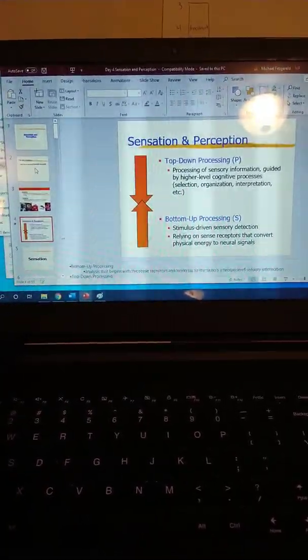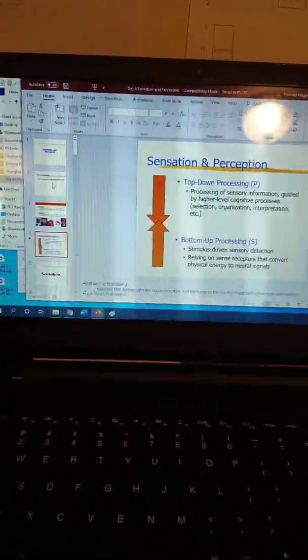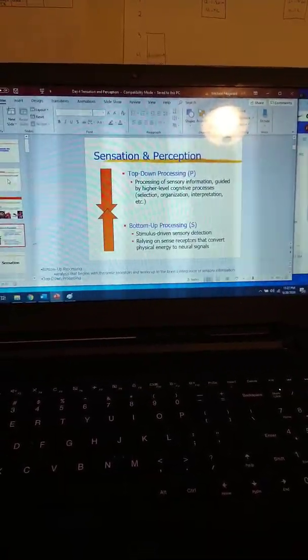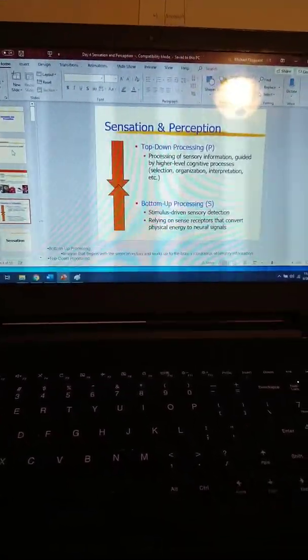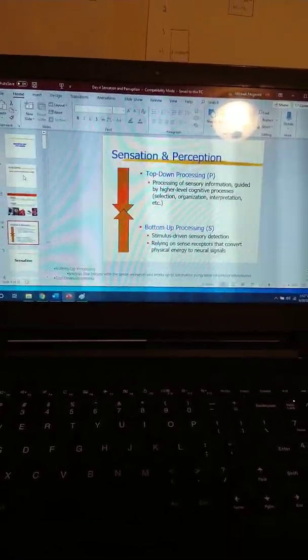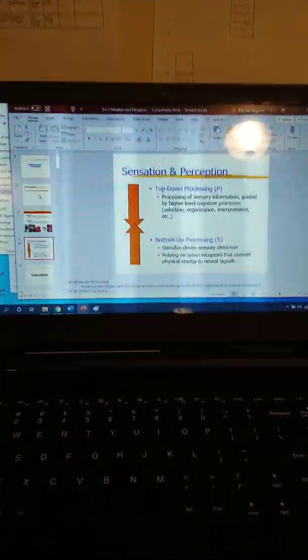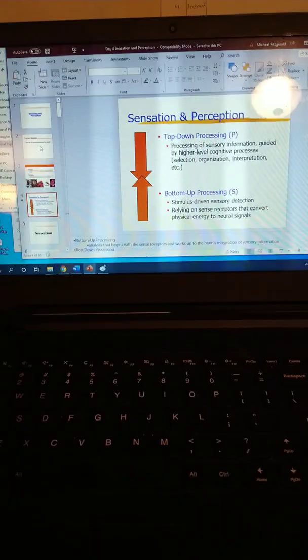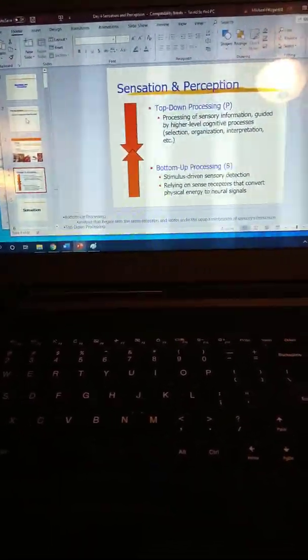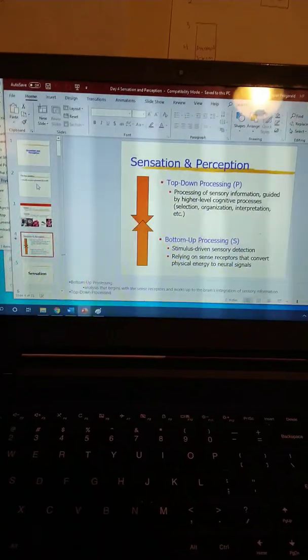Bottom-up processing, on the other hand, is something that is more sensory driven, meaning like let's say you're just sitting still and then you hear a loud sound. That loud sound catches your attention and pulls your perception towards it instead of actively looking for it initially. So top-down just says that perception is guiding our senses. Bottom-up is saying that our senses are guiding our perceptions.